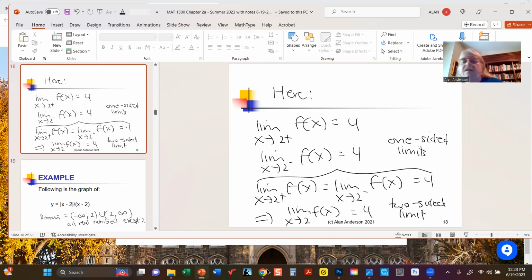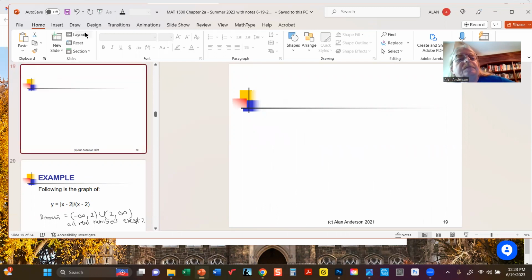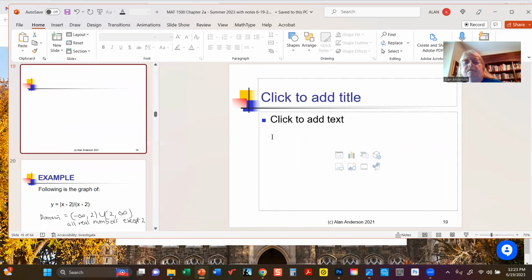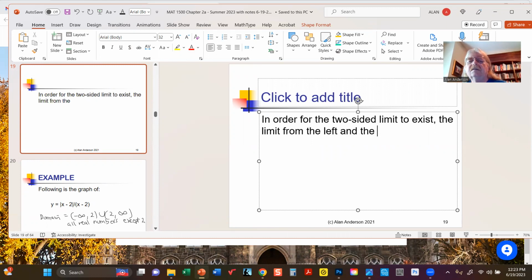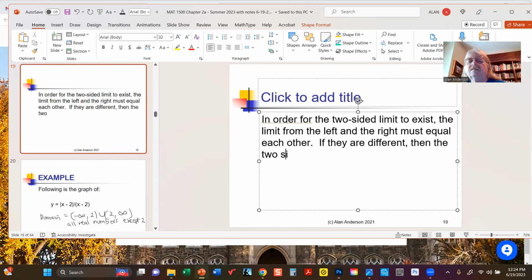Now, here's the important detail. In order for the two-sided limit to exist, the limit from the left and the right must equal each other. Okay? If they are different, then the two-sided limit is undefined.